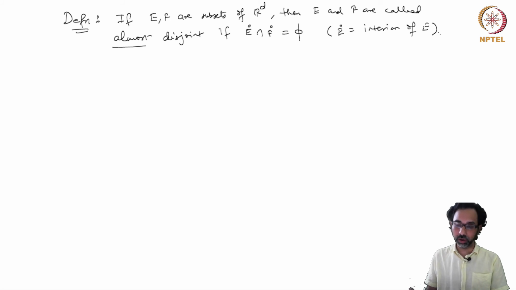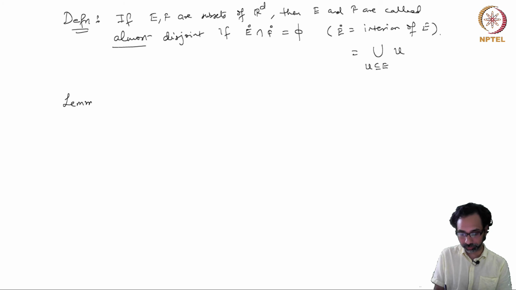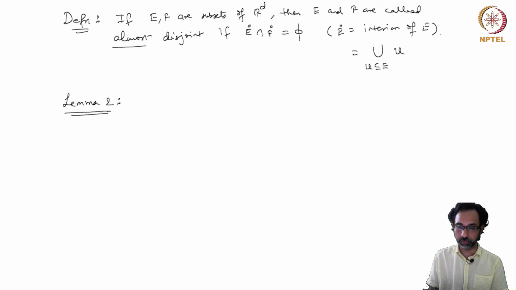So almost disjoint means that once you take the interior, remember that the interior is the union of all open sets U inside E, and once you take the interior of E and the interior of F, you get an empty intersection. So the following lemma uses the concept of almost disjoint sets.